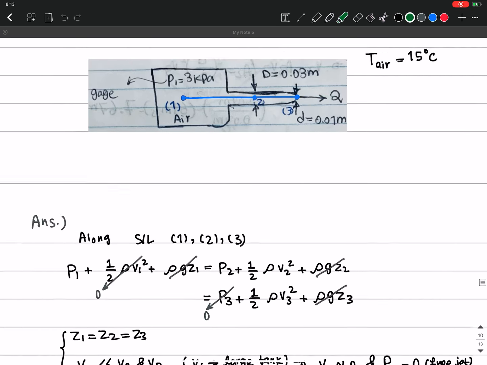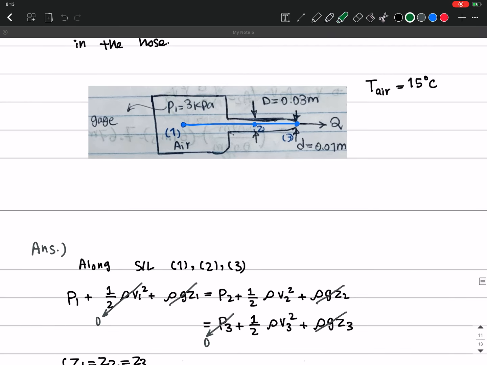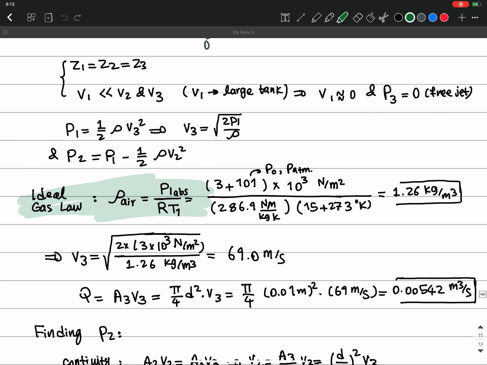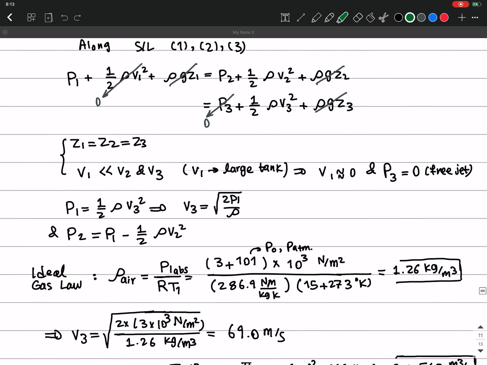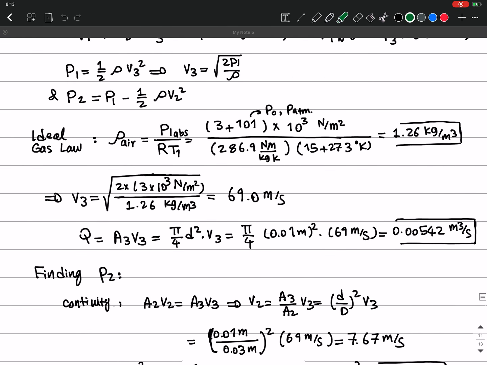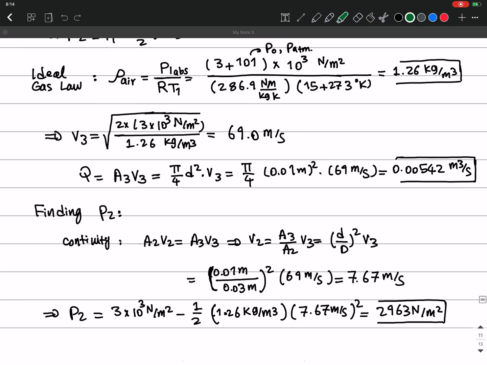Using this, we wrote the Bernoulli equation. We also used the ideal gas law to find the density of air, which was not given. We only had the temperature of air. Using these two, we were able to find Q, the flow rate, and we also found P2 using the continuity equation between point 2 and point 3.